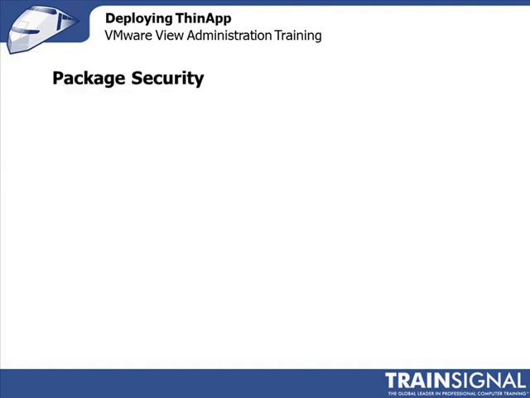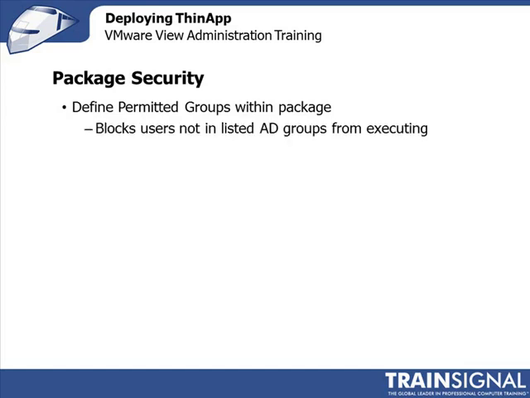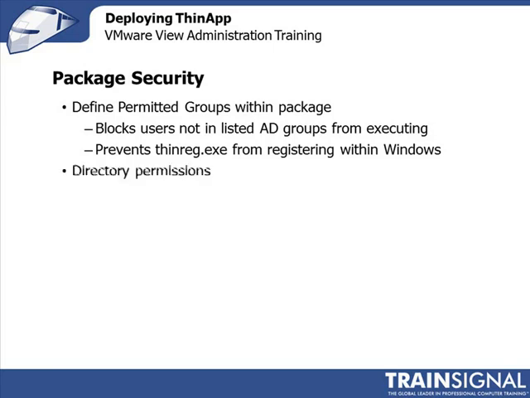Finally, let's talk about securing our packages so that only authorized users can access them. The first thing we can do is define permitted groups within the package itself. We saw this during the Setup Capture Wizard process when we built our application. This will block any users that are not in the permitted groups list from executing the package. It will also prevent ThinReg from ever even registering this application within Windows.